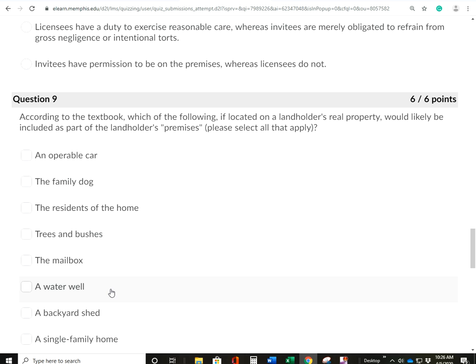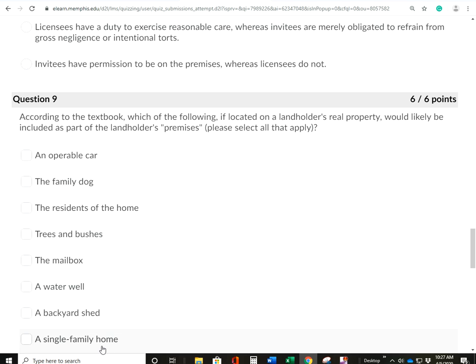Okay, so a backyard shed is an artificial building, but typically it's attached to the land. This is not easily removable or movable. It has to be disassembled. Typically, you can't just pick this up and walk off like it's a suitcase. So it would be an artificial building that's attached or growing from the land or the premises itself.